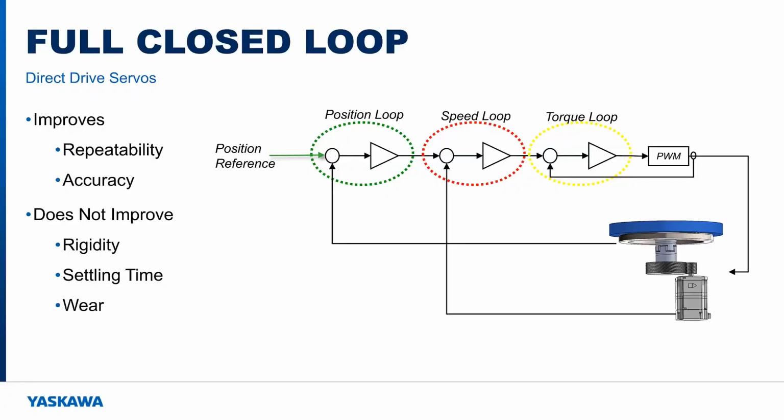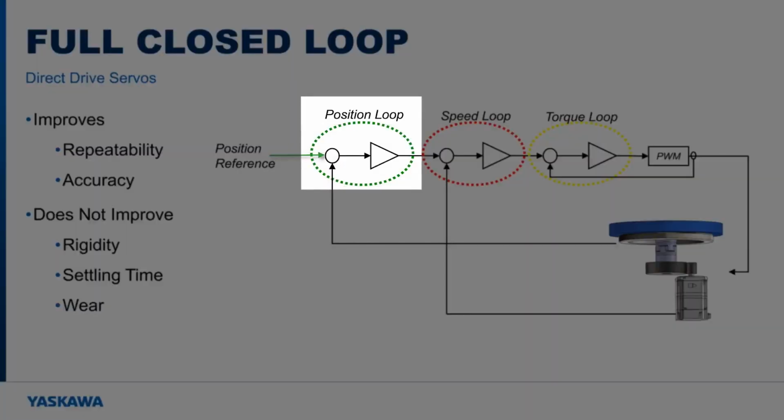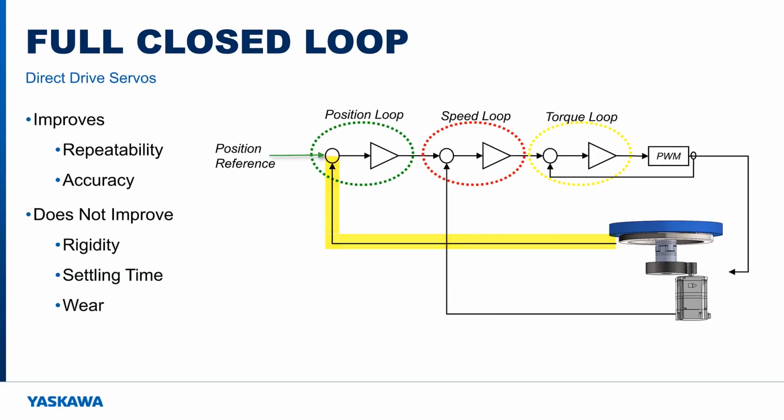You may be thinking, why not compensate for the backlash and rigidity of gearbox or belt transmissions by adding a rotary encoder to the load if the application requires it? Yes, this is possible, and at Yaskawa we call it full closed loop. Full closed loop allows the position loop of the rotary motor to be closed by an additional rotary encoder mounted directly to the load. This improves repeatability and accuracy, but does not do much to improve rigidity, settling time, and wear. Adding an external encoder like this is rarely implemented because it adds significant cost and complexity.